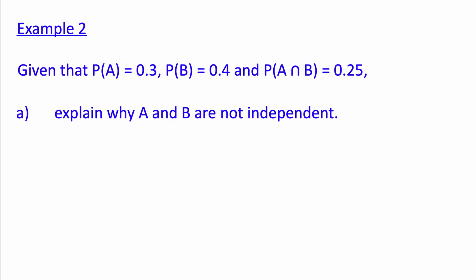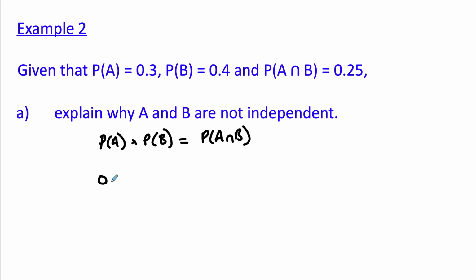I've got a second example without the Venn diagram, and it says that probability of A is 0.3, probability of B is 0.4, the intersect of A and B is 0.25. Explain why A and B are not independent. So we can use that formula that I mentioned earlier, and that is that if events are independent, then if you times the probability of each event together, then it will equal the intersect.